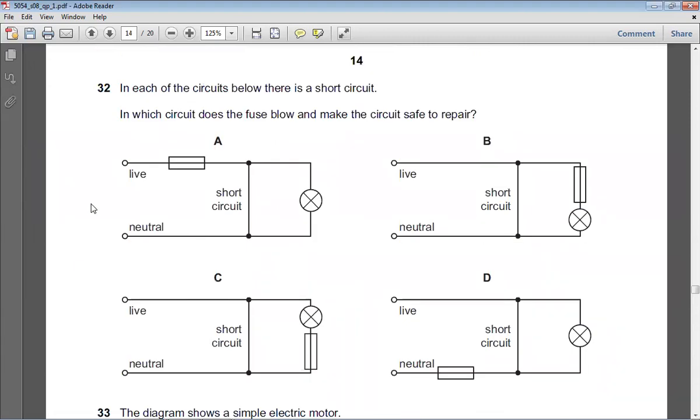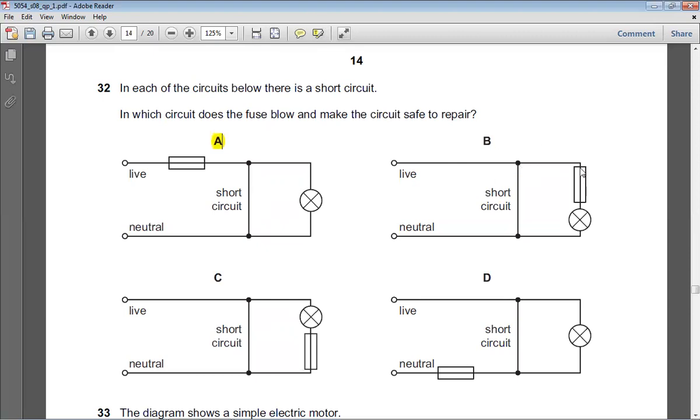In each of the circuits below, there is a short circuit. In which circuit does the fuse blow and make the circuit safe to repair? The fuse must be connected in the live, and the short circuit must happen after the fuse. Means the fuse must be in the live, and the short circuit should happen after where you have installed the fuse. So the fuse is in the live and it's before the short circuit. So I think this is the answer.